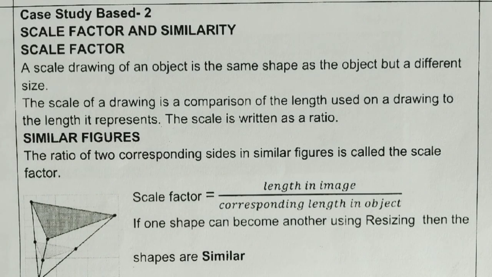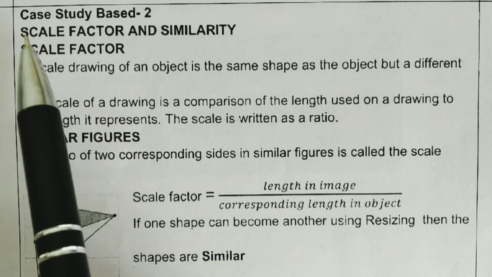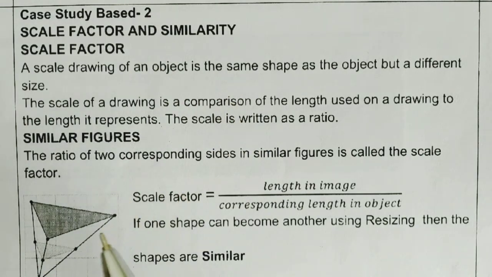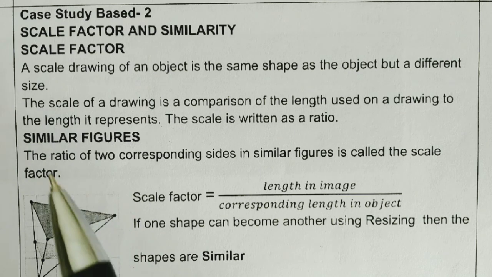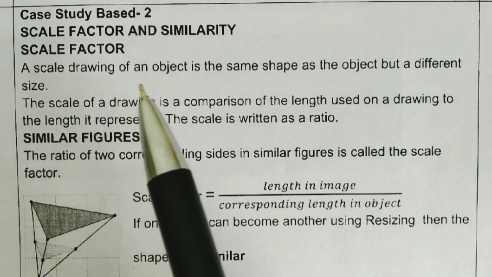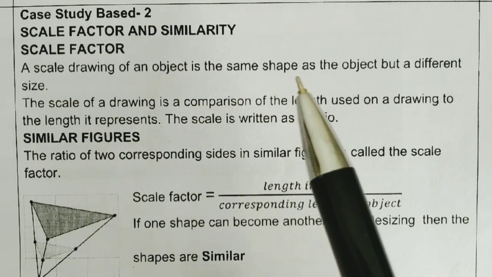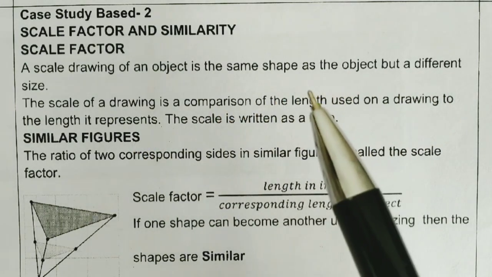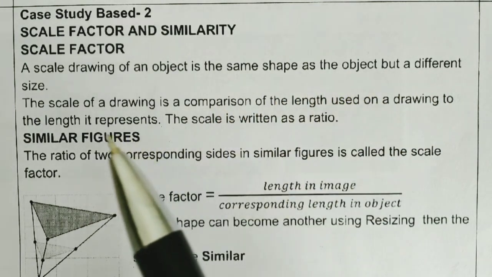So today we are going to discuss question number 18, that is case study based question number 2. It is based on scale factor and similarity, the concept of similarity, which we have done in chapter 6, triangles. So the question says a scale drawing of an object is the same shape as the object but a different size. Object shape would remain same but size may vary.